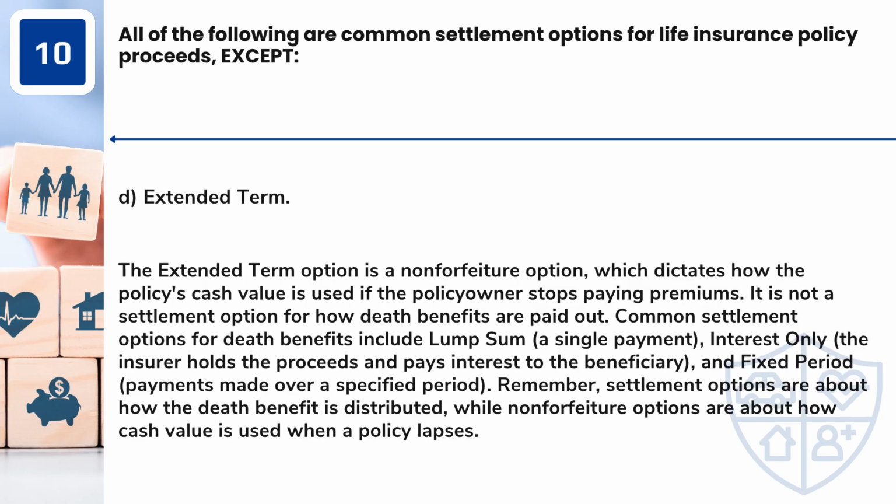Answer: D. Extended term. The extended term option is a non-forfeiture option, which dictates how the policy's cash value is used if the policy owner stops paying premiums. It is not a settlement option for how death benefits are paid out. Common settlement options for death benefits include lump sum, a single payment; interest only, the insurer holds the proceeds and pays interest to the beneficiary; and fixed period, payments made over a specified period. Remember, settlement options are about how the death benefit is distributed, while non-forfeiture options are about how cash value is used when a policy lapses.